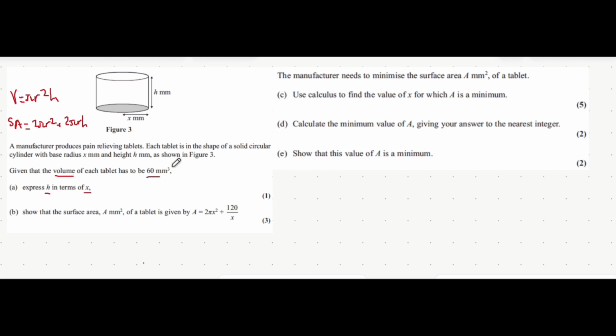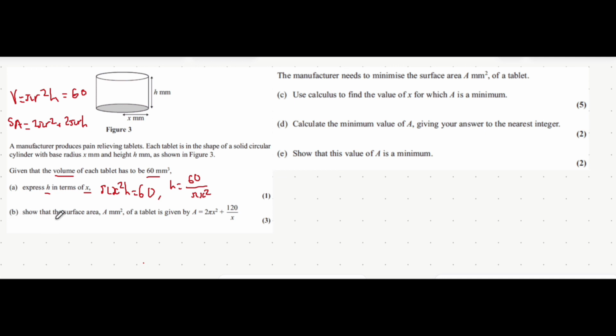Now it's given us the volume for one specific reason, and it's so that we can make this equation here equal to 60. So let's do that to start with. Replacing our radius with x and height is just h, we have pi multiplied by the radius of x squared multiplied by the height is equal to 60. We can find an equation for h in terms of x from here by making h the subject. Divide both sides by pi x squared, and we get h equals 60 over pi x squared. And that's everything for part A of the question.